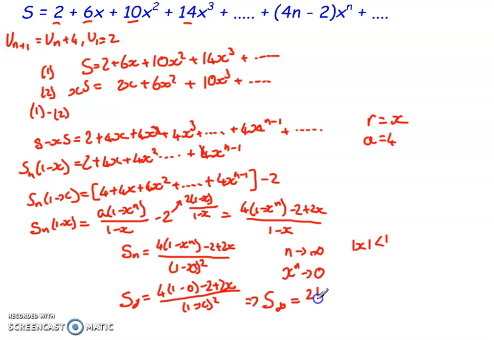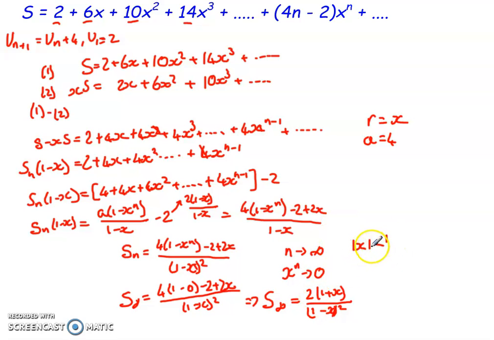So I can then say my sum to infinity is equal to 2, and I can take it out as a common factor if I want, 2 bracket 1 plus x all over 1 minus x in a bracket all squared. If you left this as 2 plus 2x on the top, you'd be fine. Sometimes taking out the common factor is more beneficial to you because you might need it later on.